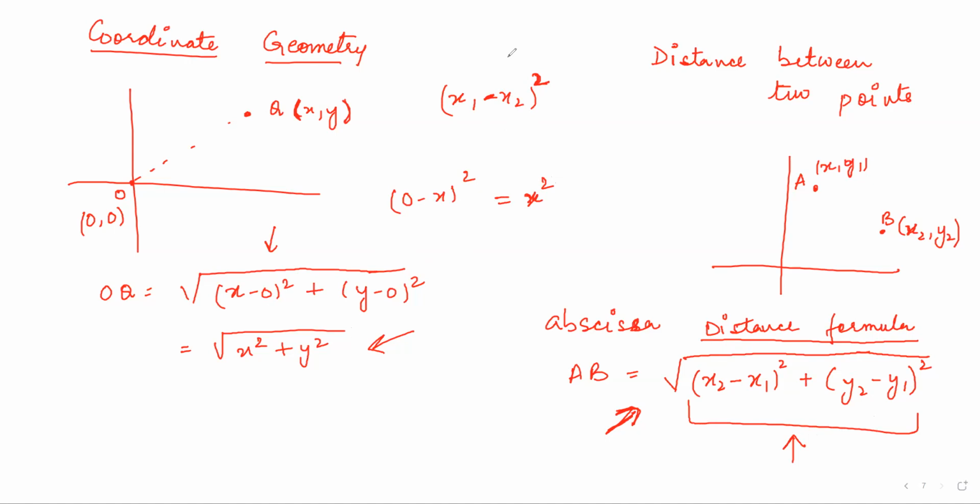I think I'll do it with the help of questions now. Let's do NCERT exercise 7.1, and then I'll keep on explaining. Okay, now read the first question: find the distance between the following pair. So it's a direct question. You have to use the distance formula.